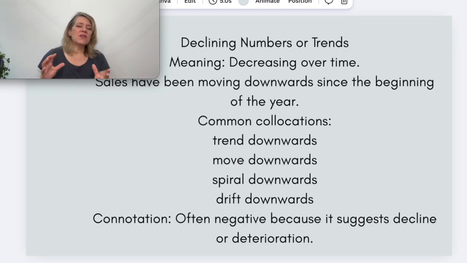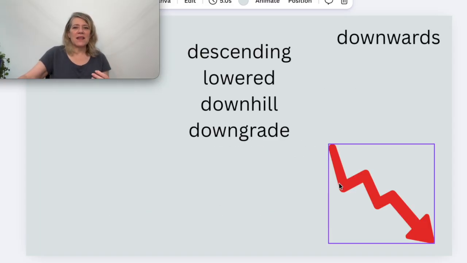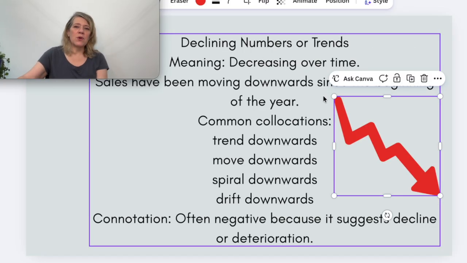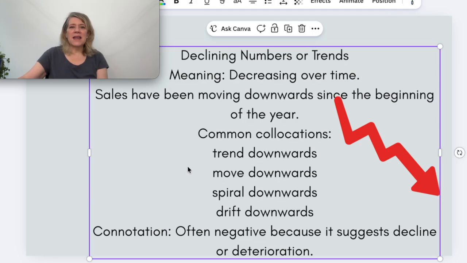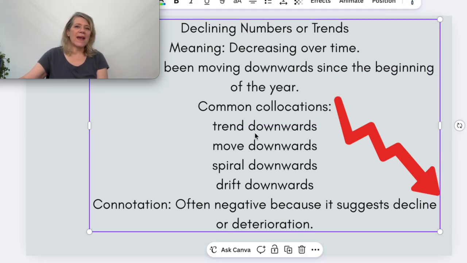We use the word downwards to talk about trends or numbers, and that's where this picture comes from. We're moving in that direction, even though sometimes it goes up. The whole trend is that it's going downwards. Sales had been moving downwards since the beginning of the year. So it trends downwards, it moves downwards, it can spiral downwards, it can drift downwards. These are often negative because it suggests a decline or a deterioration, to trend downwards.